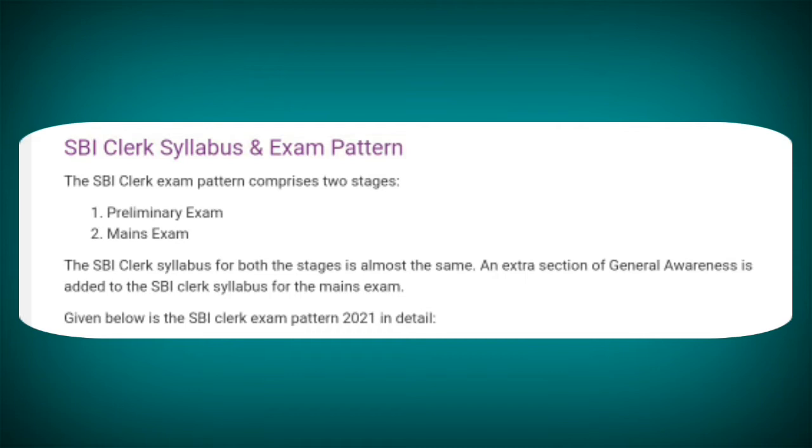The SBI Clerk Exam Pattern comprises 2 stages: 1. Preliminary Exam. 2. Mains Exam. The SBI Clerk Syllabus for both the stages is almost the same. An extra section of General Awareness is added to the SBI Clerk Syllabus for the Mains Exam. Given below is the SBI Clerk Exam Pattern 2021 in detail.